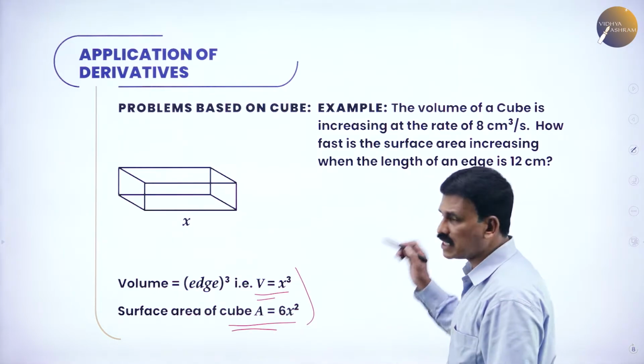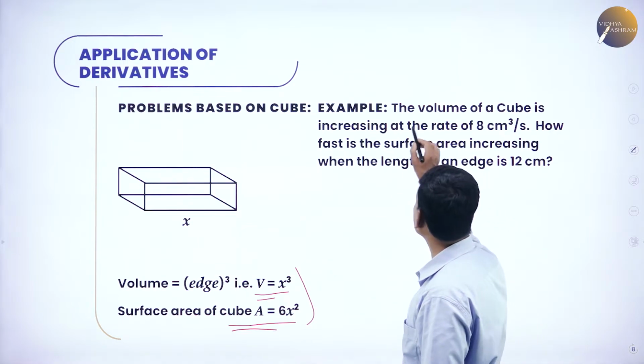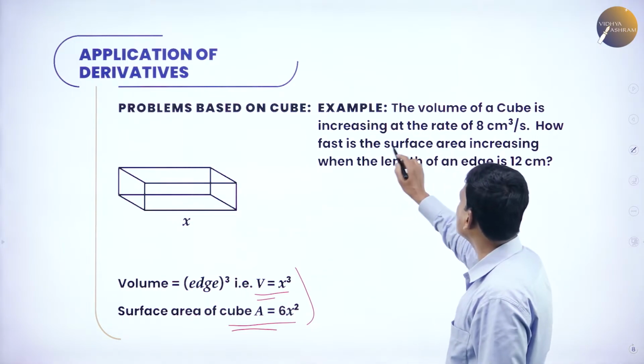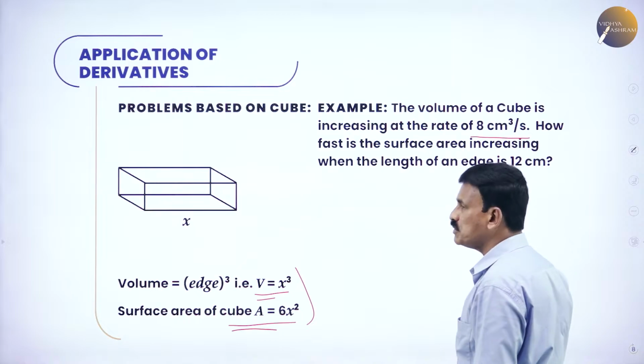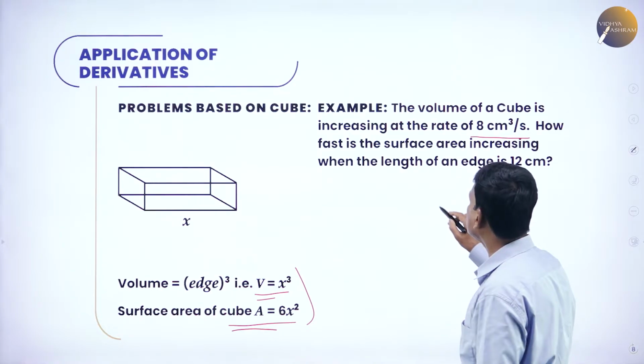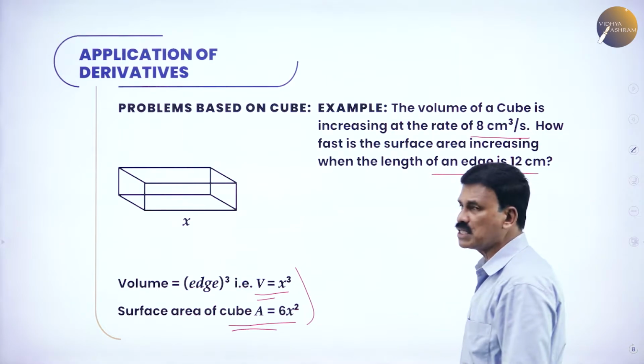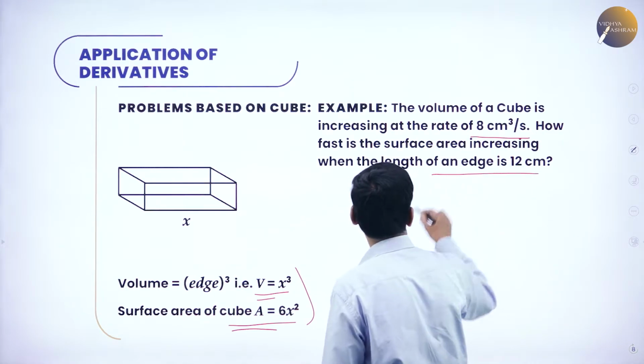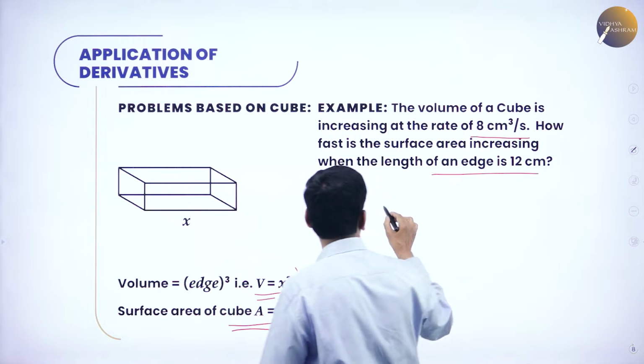Now based on this, let us come to the problem. Let us take the problem. The volume of a cube is increasing at the rate of 8 centimeter cube per second. How fast is the surface area increasing when the length of an edge is 12 centimeters? Now, what is given? The volume of the cube is increasing.